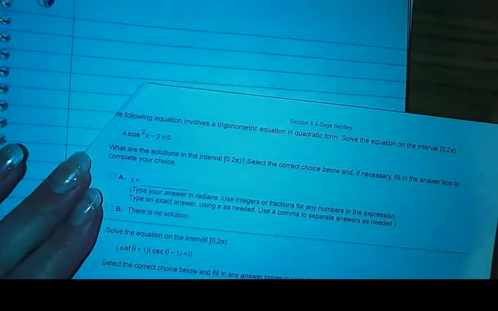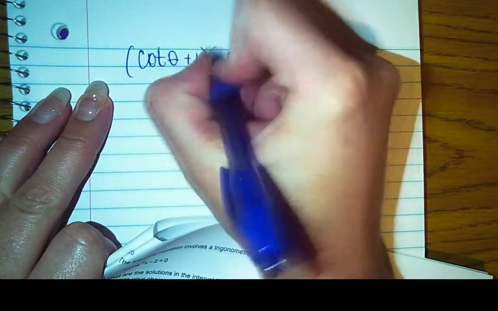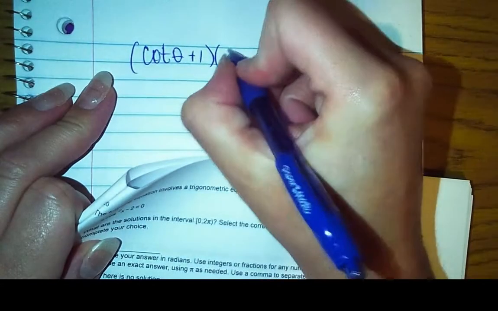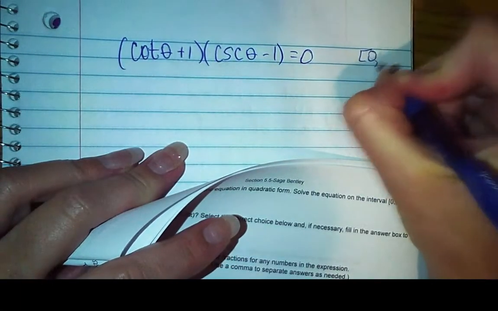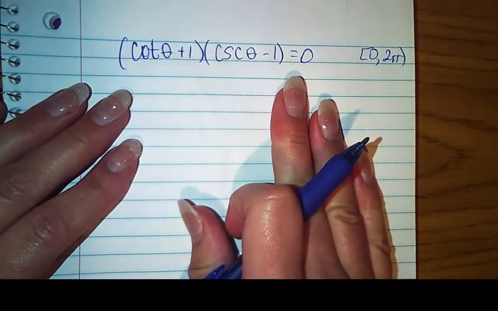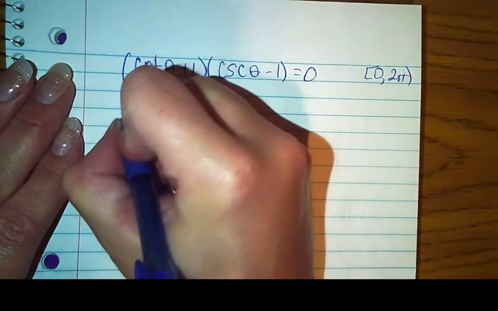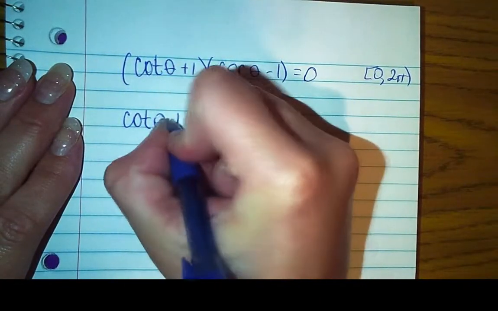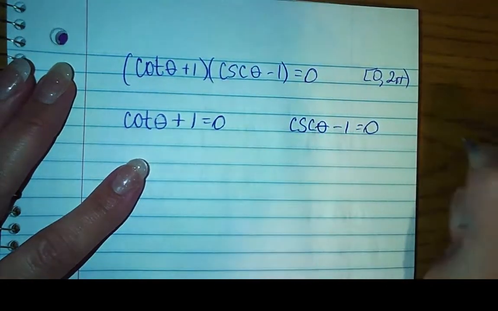So let's do another one. We have cotangent theta plus 1 times cosecant theta minus 1, and that equals 0. So this has already been factored down for us. And again, we are restricted to one lap of the unit circle. So since it's already been factored, I'm not going to try and do anything fancy with it. I'm just going to say this thing can equal 0 or this thing can equal 0 and solve. So cotangent theta plus 1 could equal 0, or cosecant theta minus 1 could equal 0.